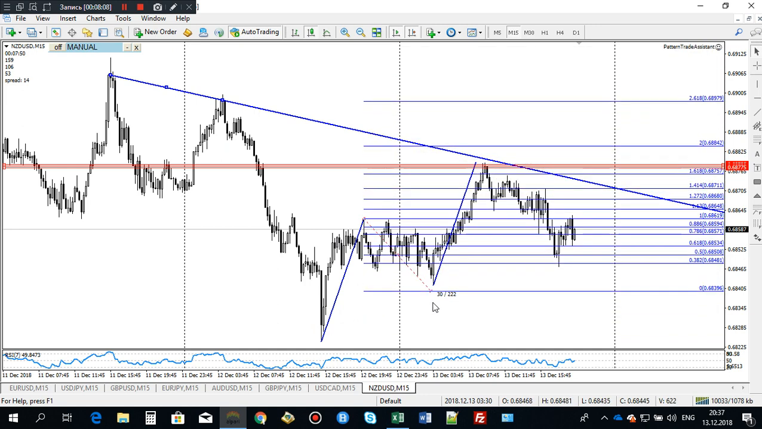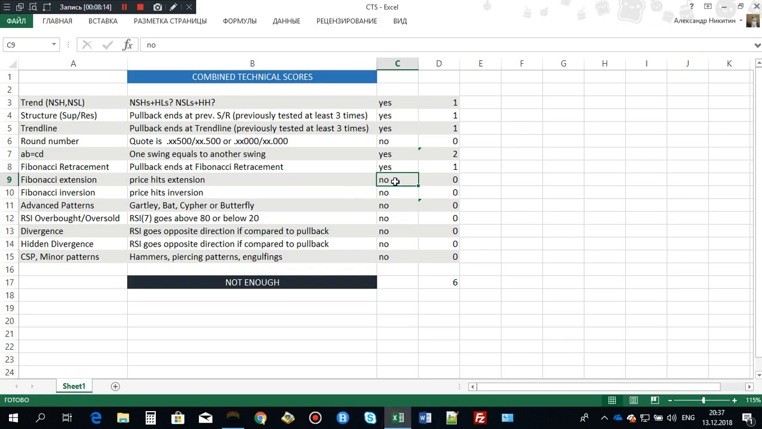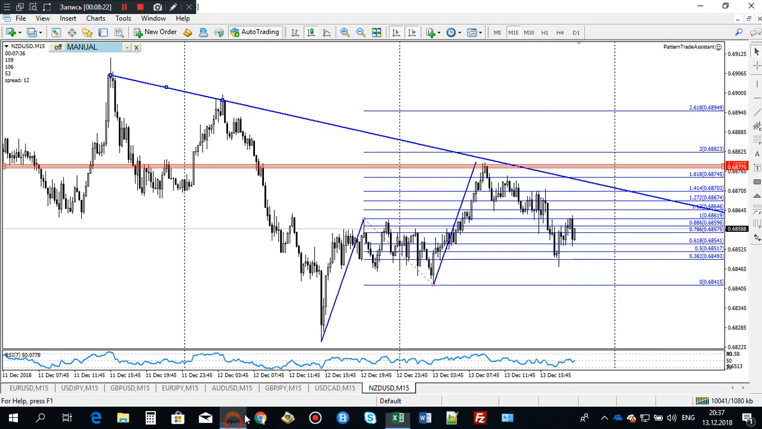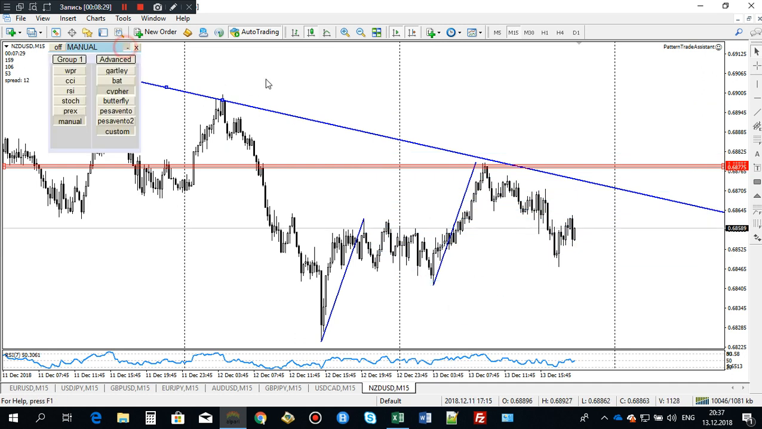And inversion, do we have any inversion? Nope, we don't have any inversion. So we have extension, but we don't have inversion. Extension, yes. Inversion, no. Advanced patterns, Gartleys, bats, ciphers, butterflies. So what do we have? We have a unified formation, unified Gartley formation. It is in the advanced pattern group here, custom.